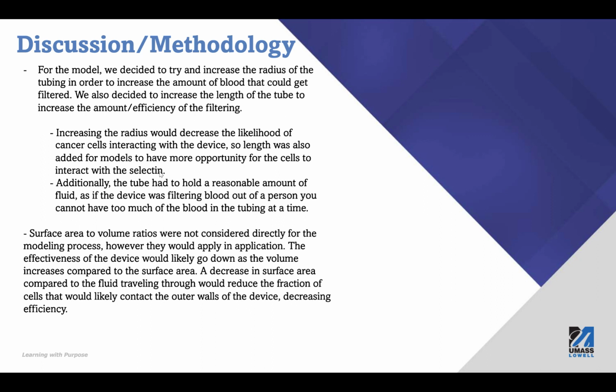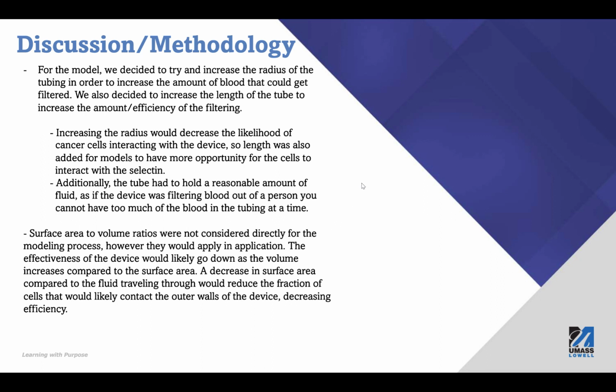There are consequences of this kind of balancing, however. Surface area to volume ratios were not directly considered for this modeling process. We did try to compensate to an extent by increasing the length of the tubing that the blood was going through. However, we did not model the surface area to volume ratios in order to see what impact that would have on the amount of blood being filtered, or the amount of cancer that would get filtered out.